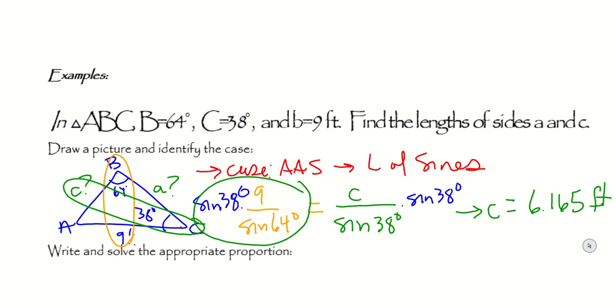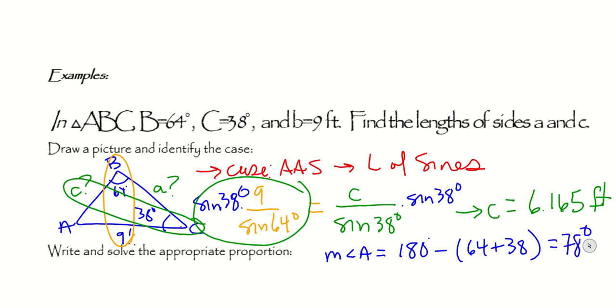For me to find how long A is, I would need to know what angle A is. Well, I know that the measure of angle A would equal 180 minus what 64 and 38 are together, because the sum of the three angles has to equal 180. So I solve that and I end up with A is 78 degrees.